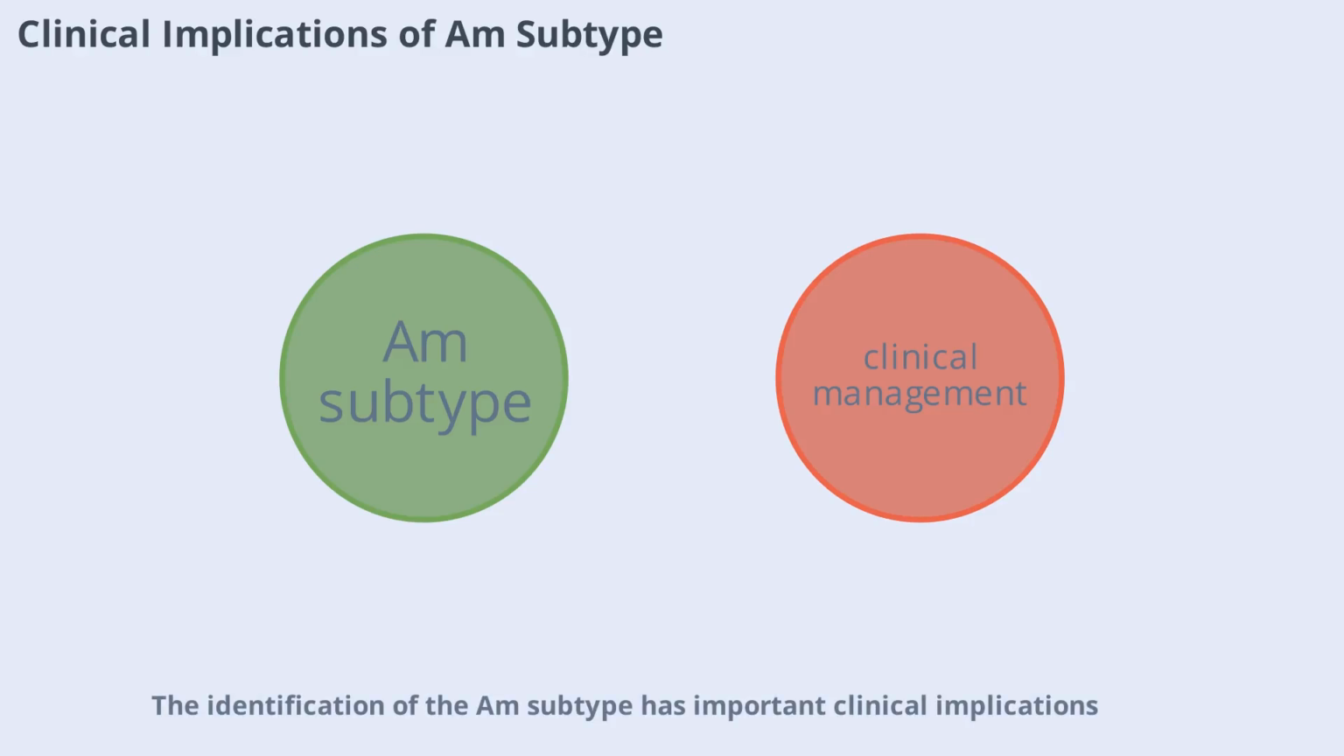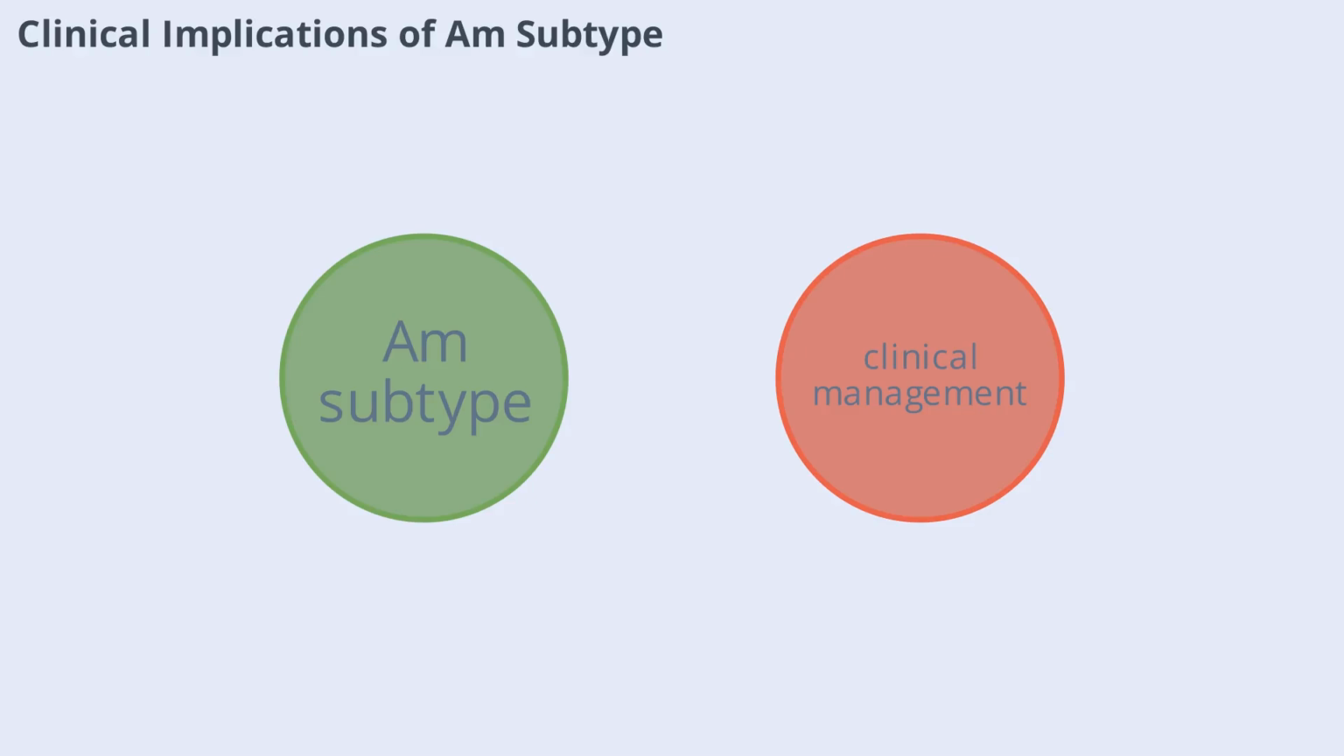Identification of the Am subtype has important clinical implications. It affects the choice of blood products for transfusion and requires careful planning to avoid adverse reactions. In this case, the use of type O washed red blood cells and type A platelets ensured compatibility and safety, demonstrating the importance of individualized transfusion strategies.